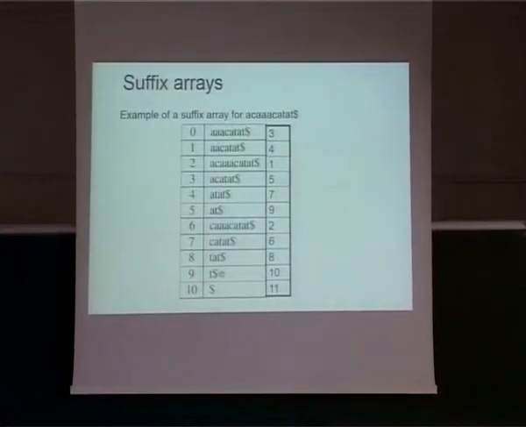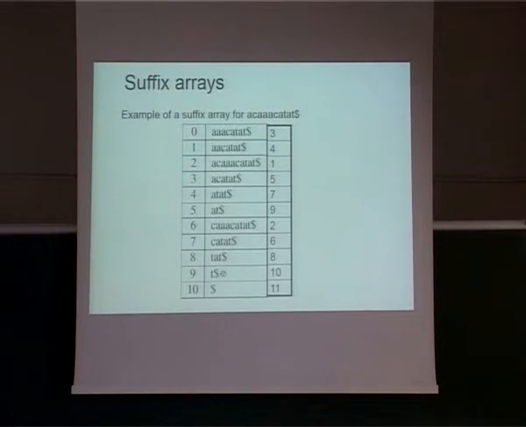And the good thing here is we don't need to actually store the actual suffixes. All we need in this array, this is just for demonstration, okay? These suffixes in the middle are just for demonstration. The actual suffix array does not need to store these suffixes. It's an integer array. It just stores these numbers, 3, 4, 1, 5, 7, 9, 2, 6, 8, 10, and 11. This is the suffix array for this string.